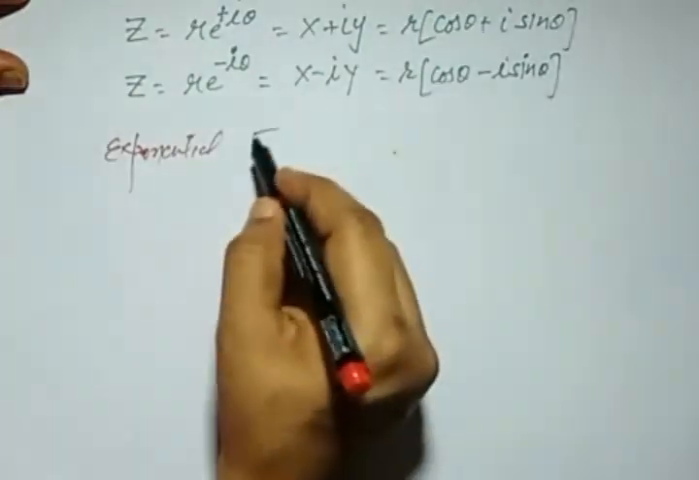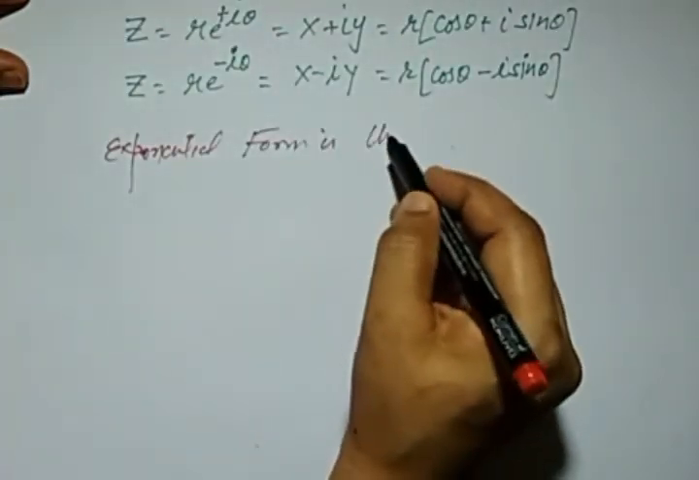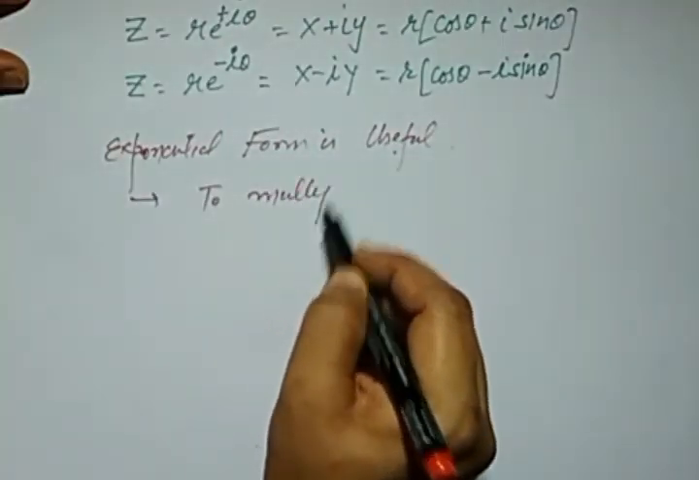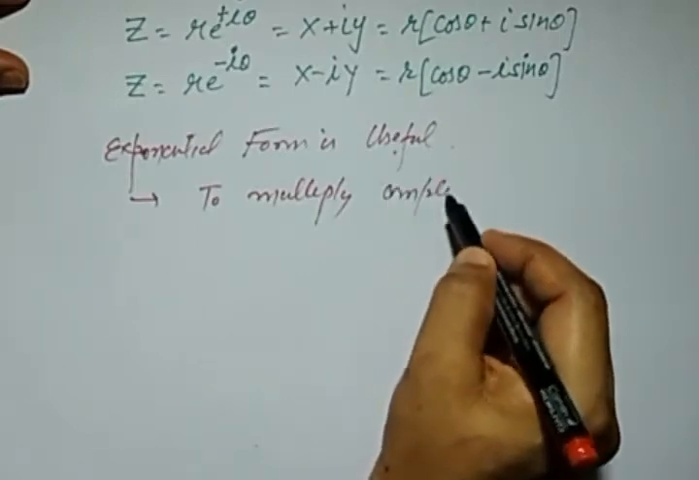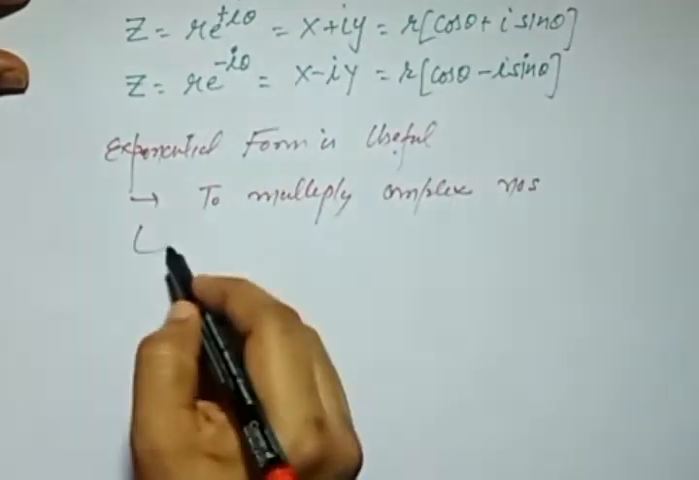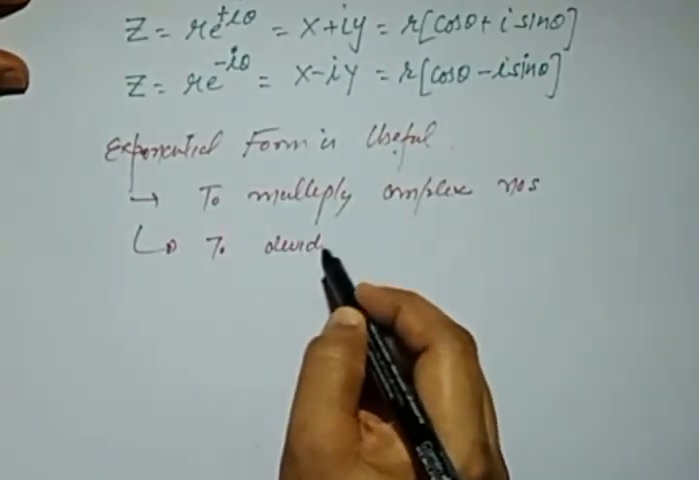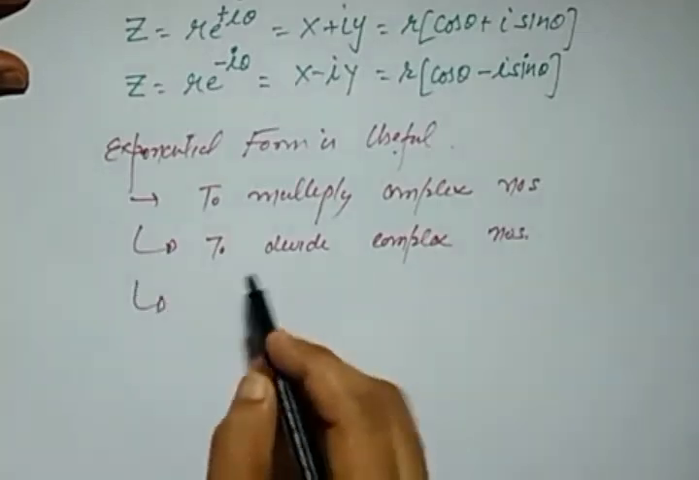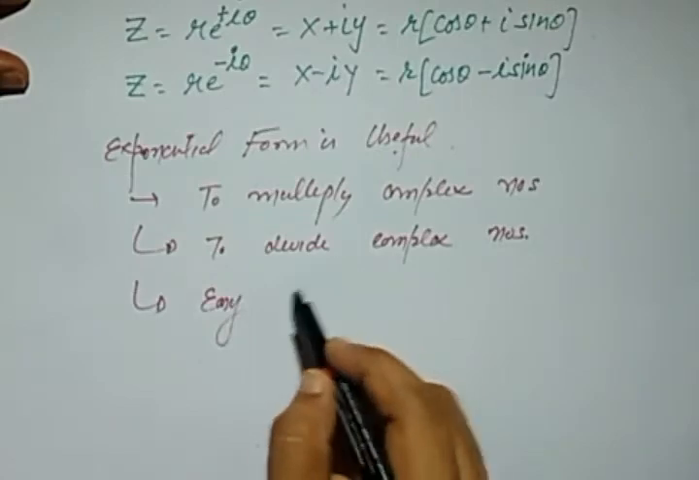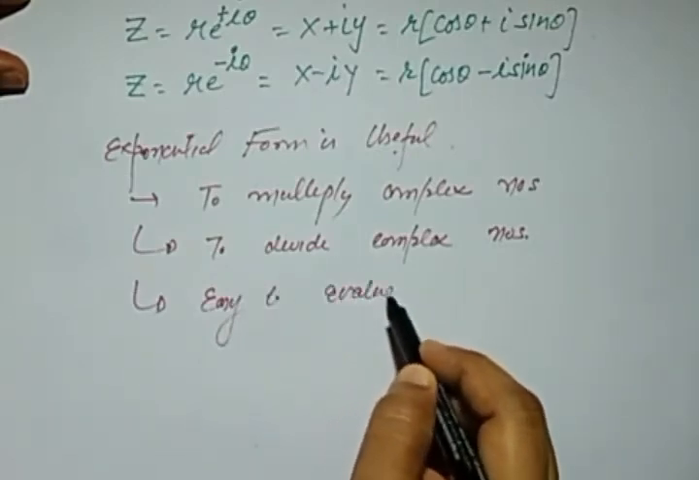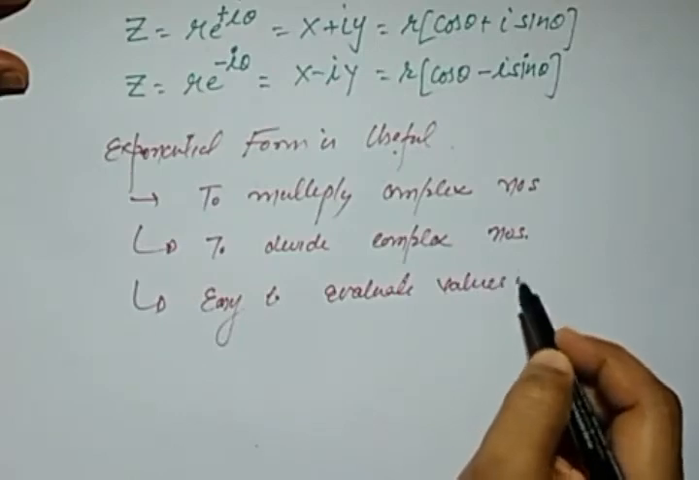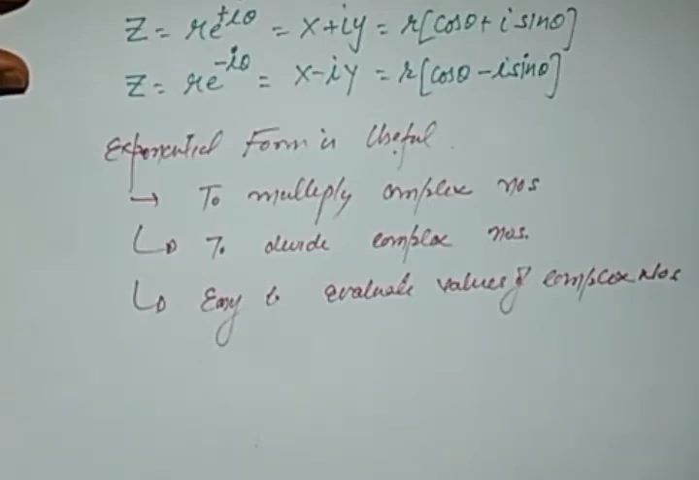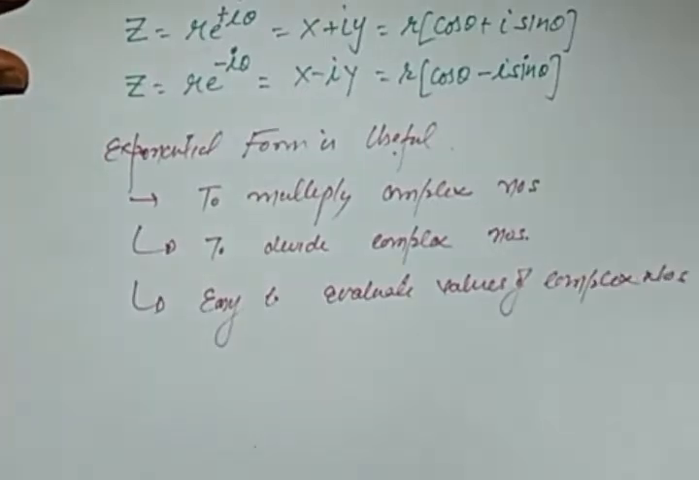Exponential form is useful first to multiply complex numbers, and second to divide complex numbers, and thirdly sometimes it becomes easy to evaluate values of complex numbers. Okay, so in the next we are going to solve some questions based upon this.